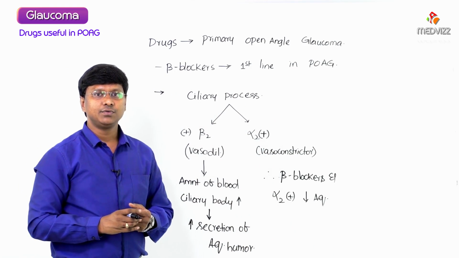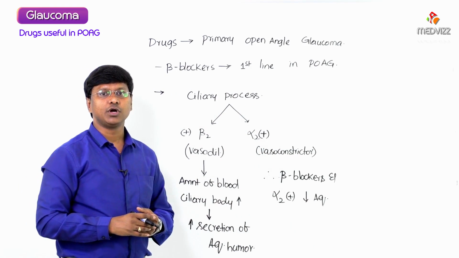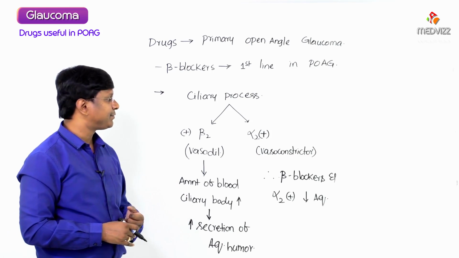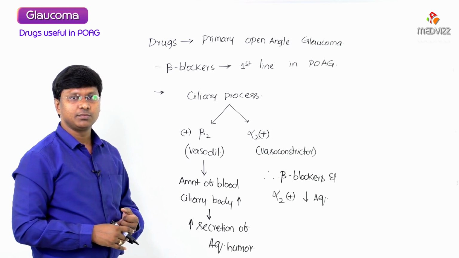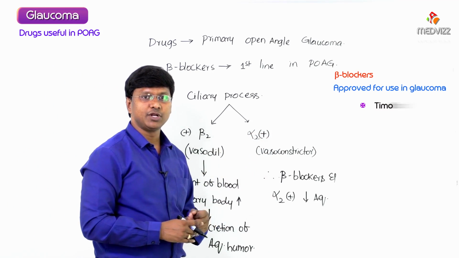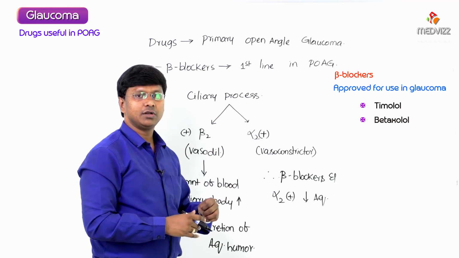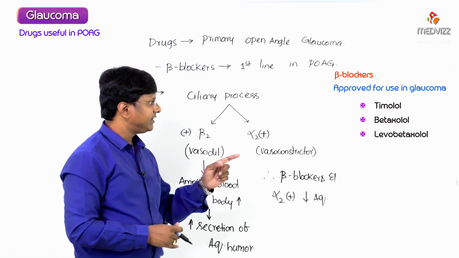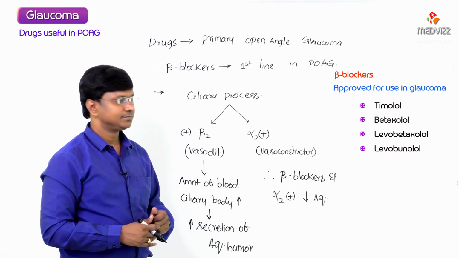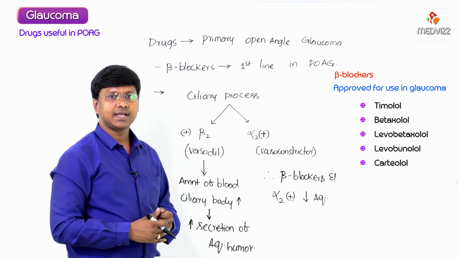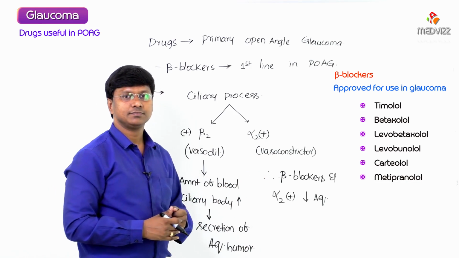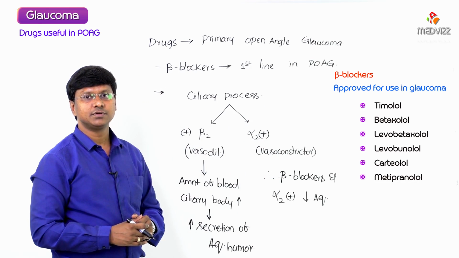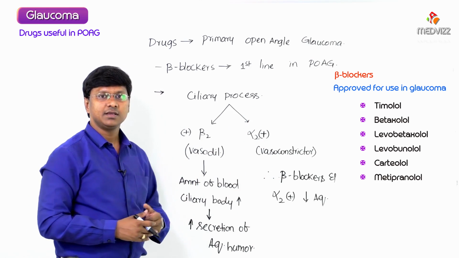Next, what are those particular beta blockers? Those beta blockers which have been approved in the treatment of glaucoma are timolol, betaxolol, then we have levobetaxolol, then we have levobunolol, carteolol, and then metipranolol. So these are the beta blockers that have been approved for use in glaucoma.